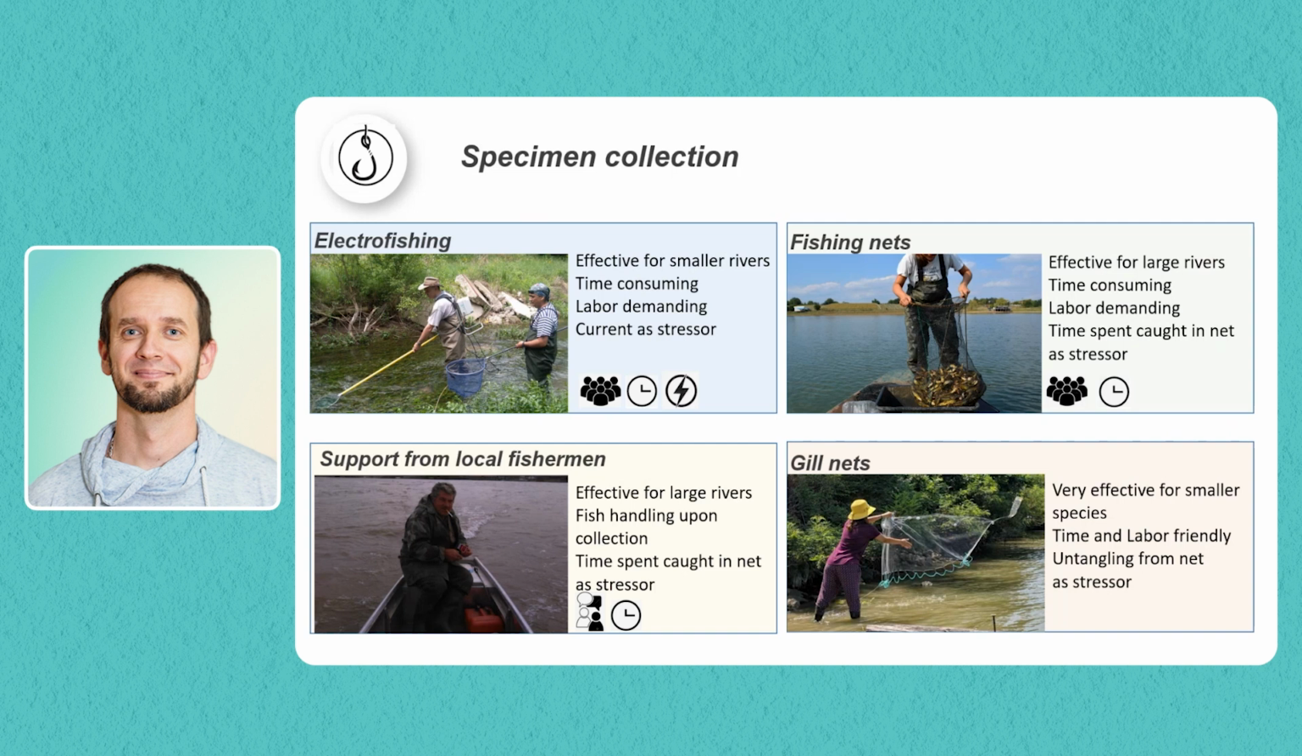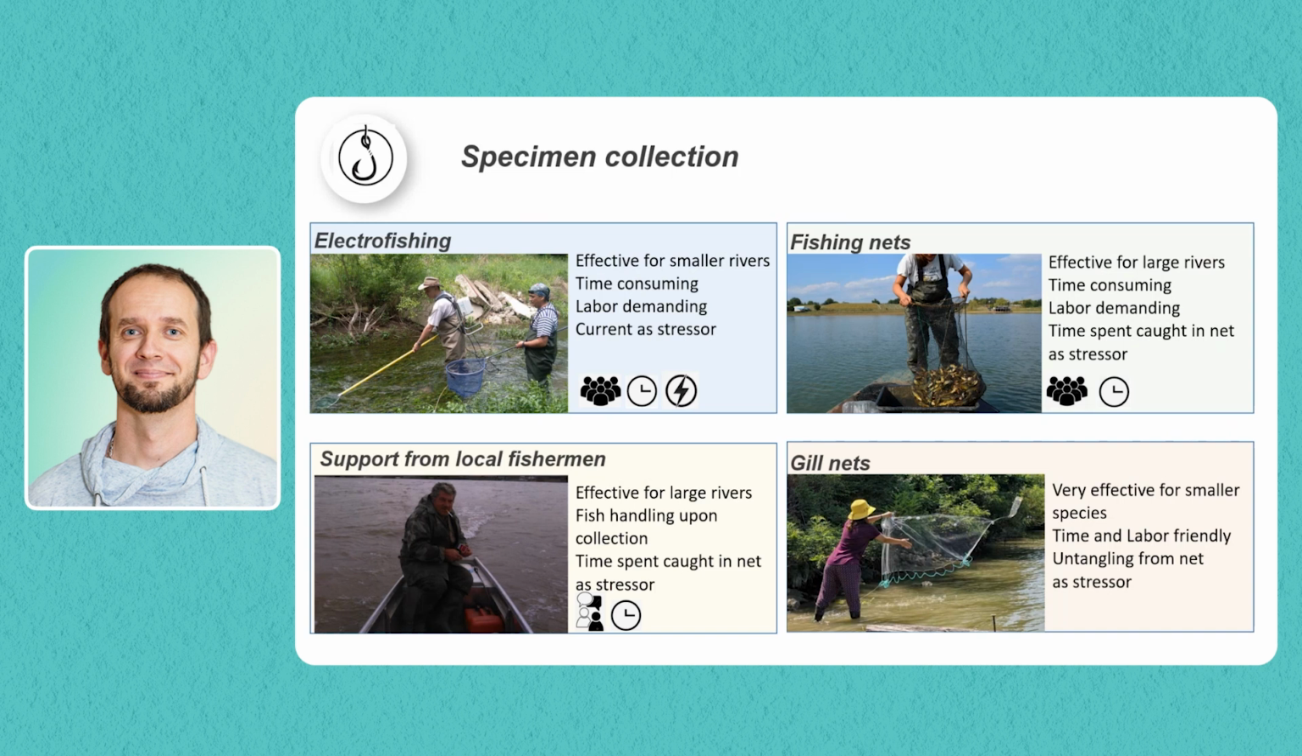Then you can do it by fishing nets. It is effective for large rivers as well. It is, again, time consuming because you have to wait till fish is caught in the net. It is labor demanding. Again, you have to have ichthyologists who know how to do it. And an additional stressor could be time spent caught in the net.